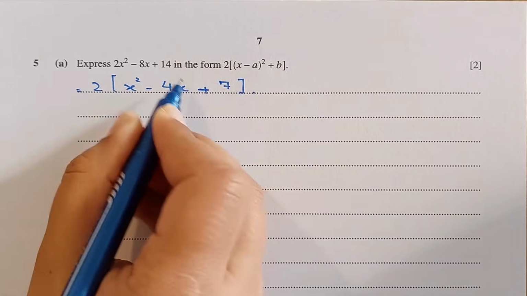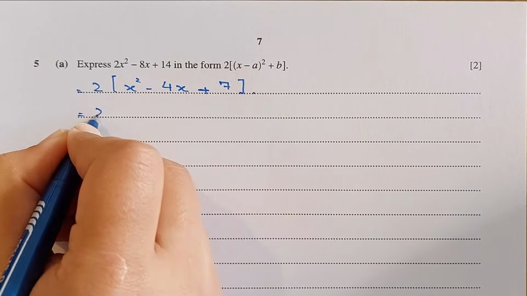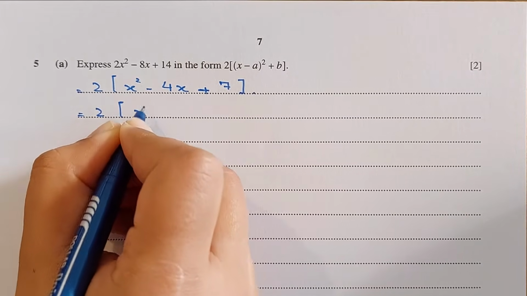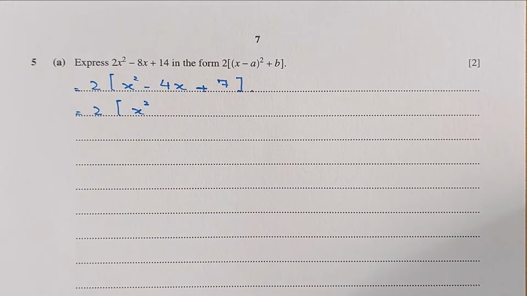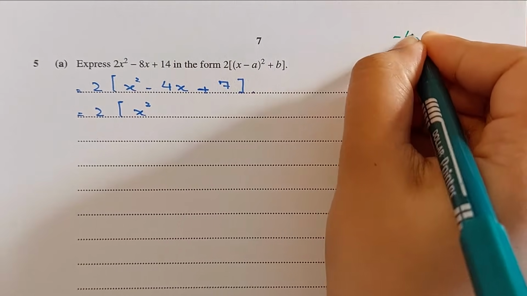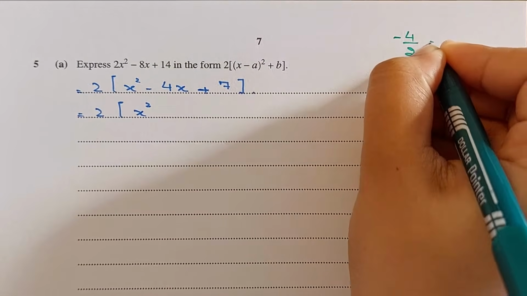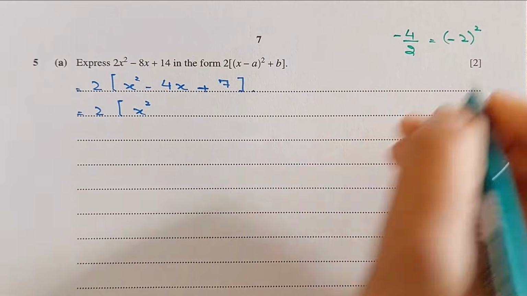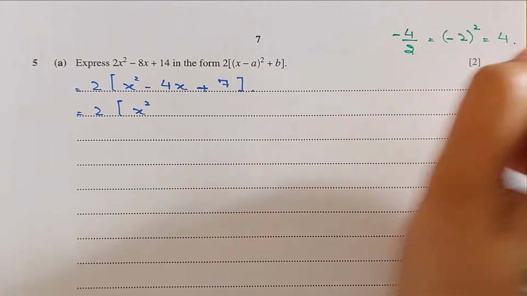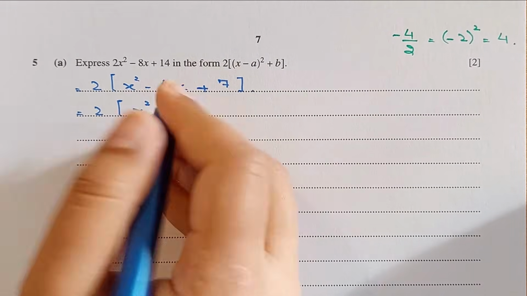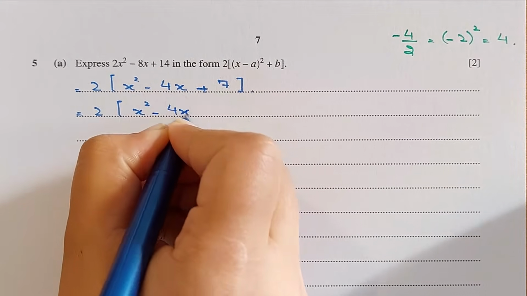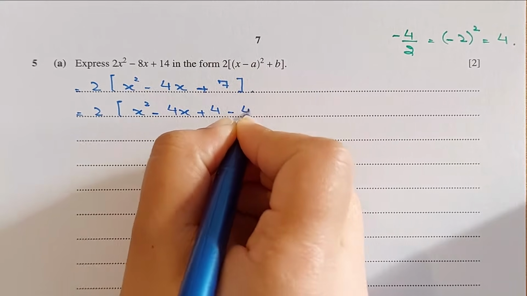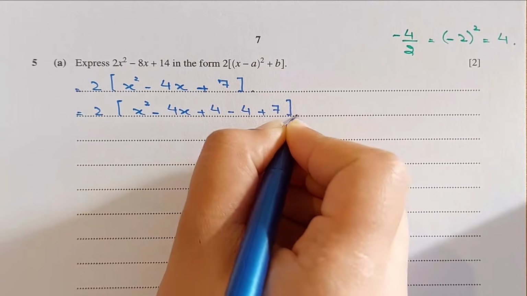Right, now here we have to complete the square. What we have to do is take the coefficient of x, this is negative 4, and divide it by 2, so this is equal to minus 2, and take its whole square, right? So this is equal to 4. So we add and subtract 4. So x square minus 4x plus 4 minus 4 plus 7, right?